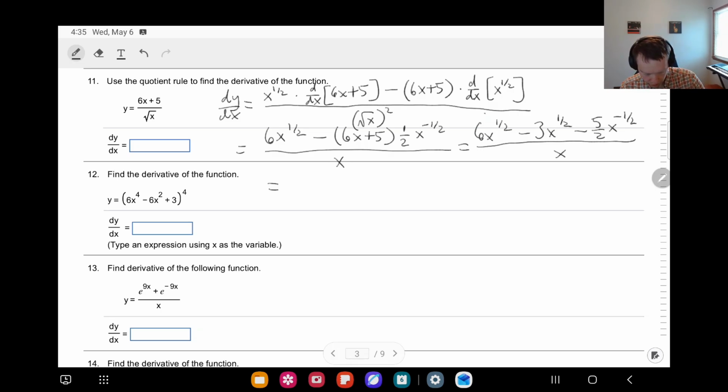So what can I do further? I can combine these like terms. Got a couple x to the 1/2 terms. So together they make 3x to the 1/2. And that's minus 5/2 x to the negative 1/2, all over x. And if I want, over here, I can even go ahead and write this as 5 over 2 square root of x.